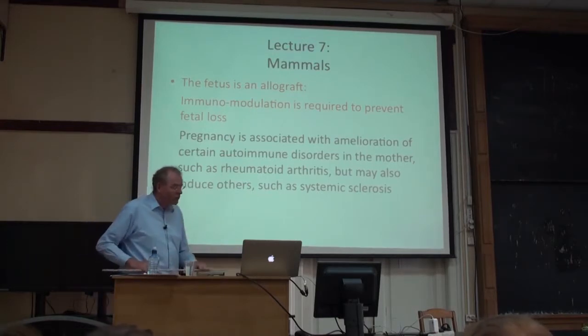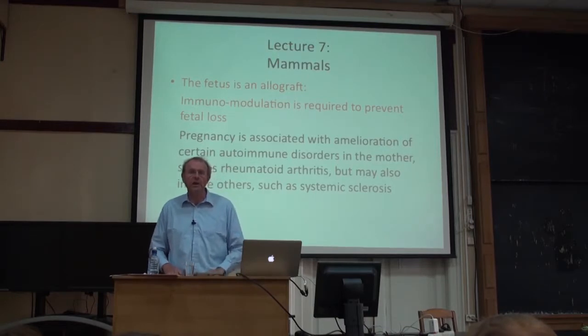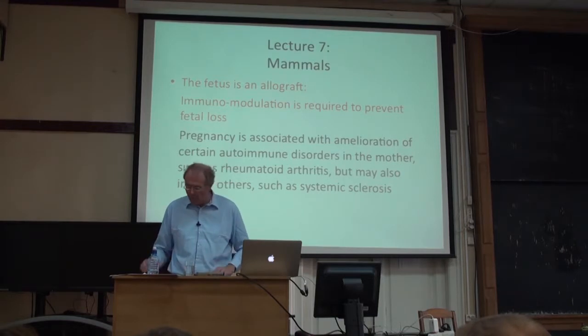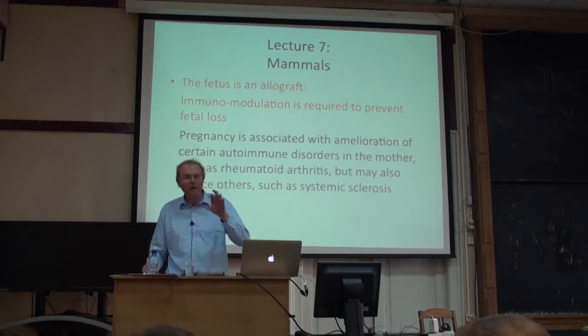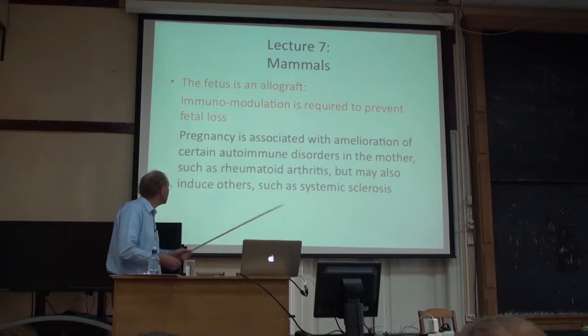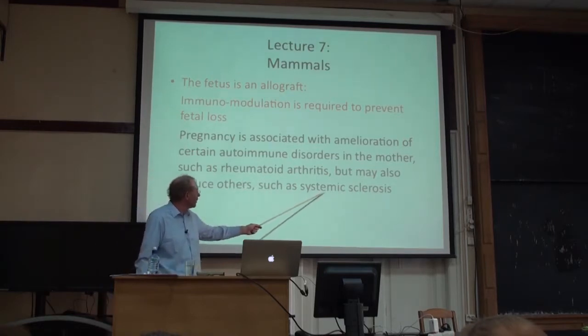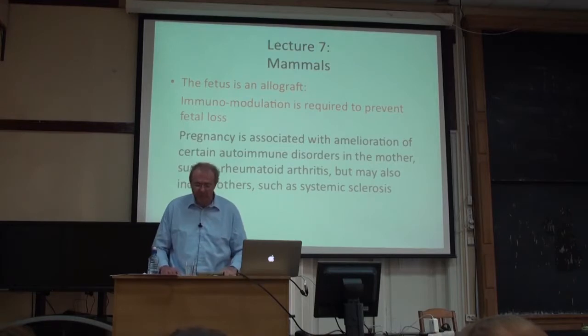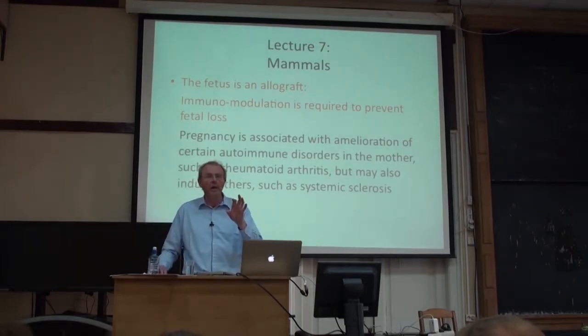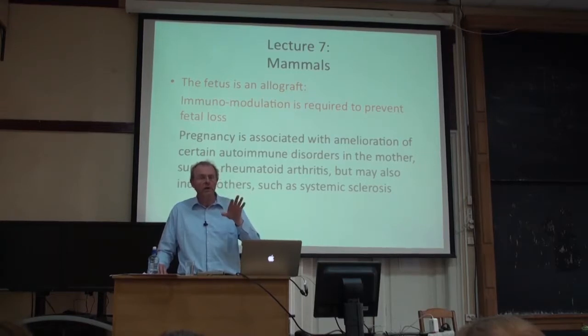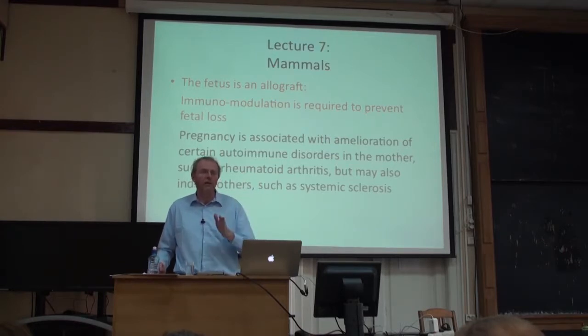However, we also know from clinical observations that women that suffer from autoimmune disease, that is, for reasons that mostly are unknown, the immune system of a female attacks her own body or particular types of the body. For example, the joints, so in rheumatoid arthritis, or the skin in systemic sclerosis. So when there is an autoimmune reaction going on, more often than not during pregnancy, the clinical symptoms are much less severe than before and after pregnancy.